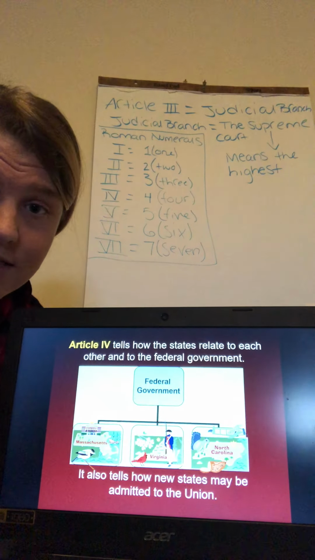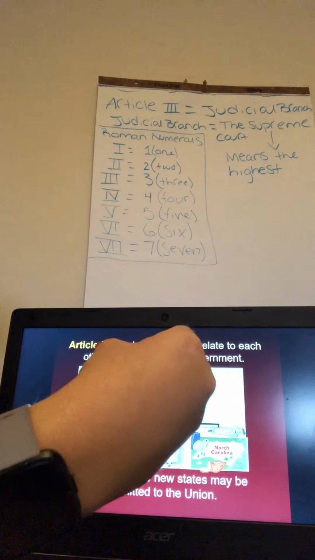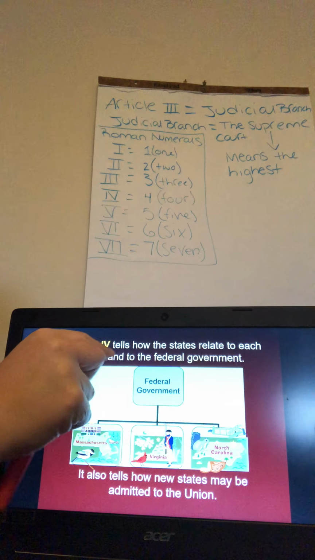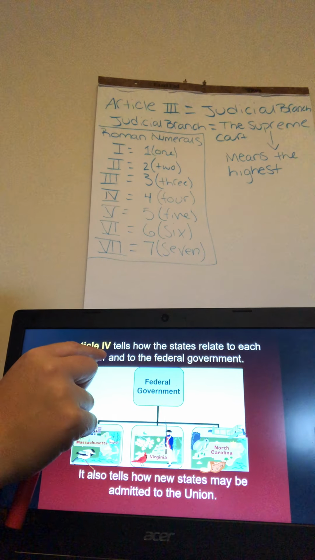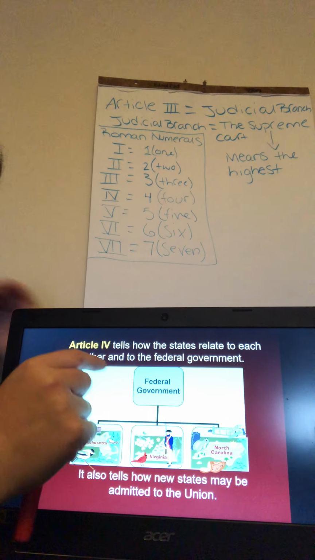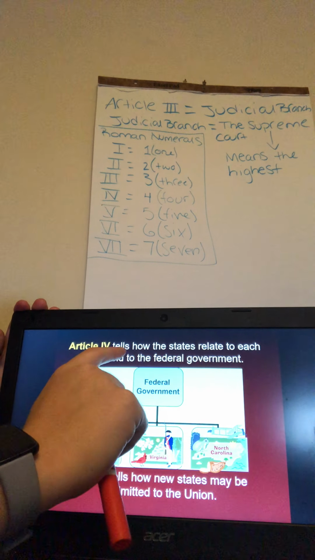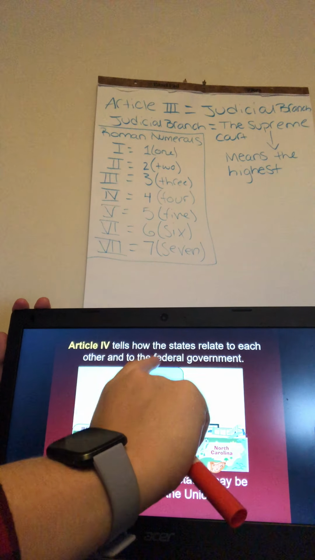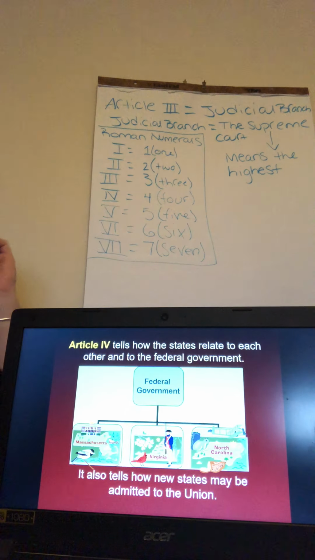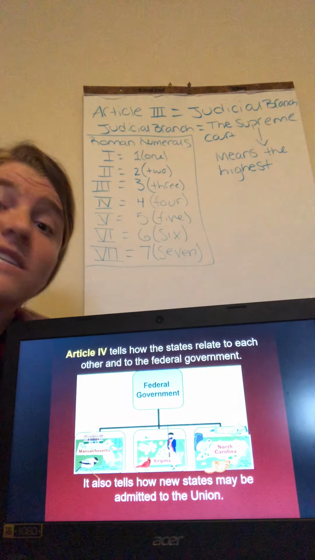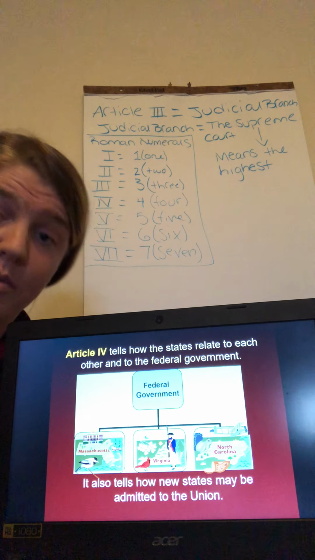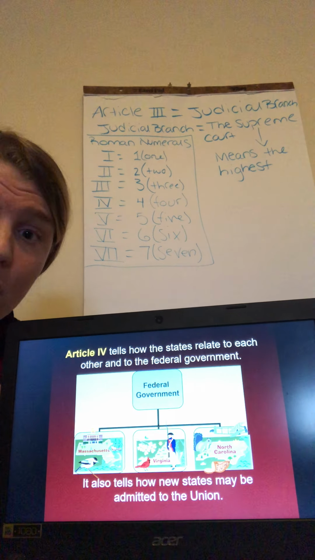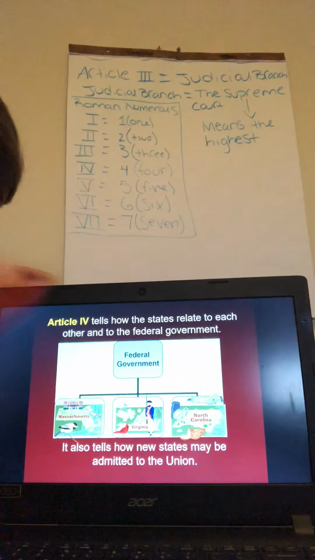All right, so that's why we're on Article 4 now. So IV, because V is 5, and if you put 1 in before it, it's -1, so it's 4. So Article 4 tells how the states relate to each other and to the federal government. So there's 50 states in America. So how does Connecticut work with the federal government? How does Massachusetts, Florida, all of those?